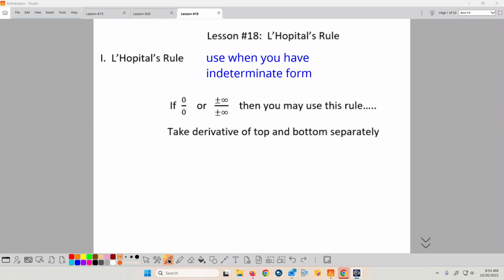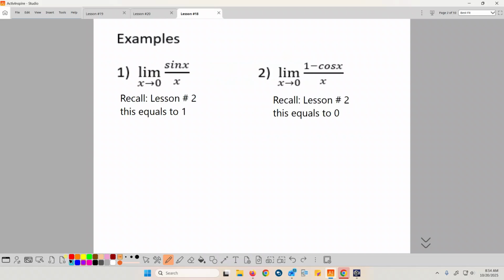Hey everyone, this is lesson 18, L'Hopital's rule. We want to use L'Hopital's rule whenever we have what's called an indeterminate form, which basically means when we compute a limit and get 0 over 0, or maybe something like infinity over infinity, that's a good time to use this rule. The rule says that we rewrite the limit by taking the derivative of the top and then taking the derivative of the bottom. Okay, so let's see some examples.